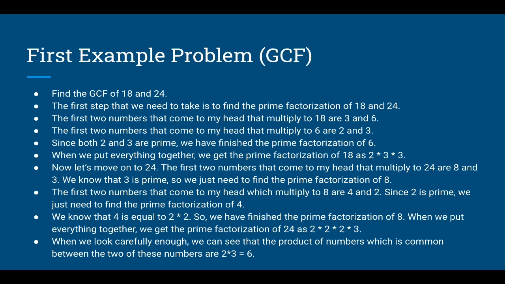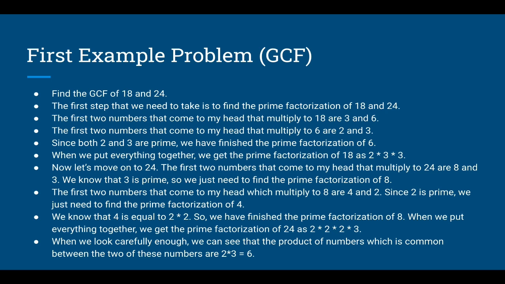The first two numbers that come to my head that multiply to 18 are 3 and 6. We know that 3 is prime, so we just need to factor 6. The first two numbers that come to my head that multiply to 6 are 2 and 3. Since both 2 and 3 are prime, we have finished the prime factorization of 6. When we put everything together, we get the prime factorization of 18 as 2 times 3 times 3.